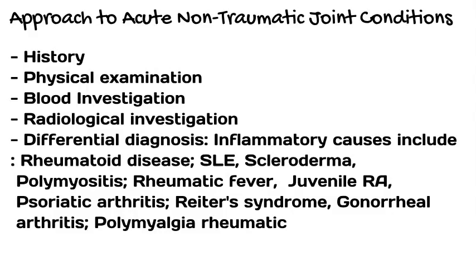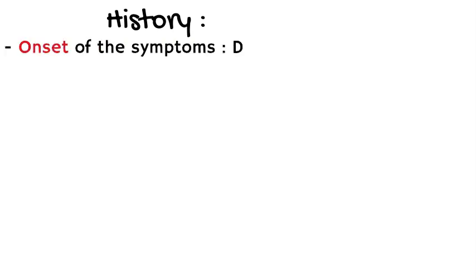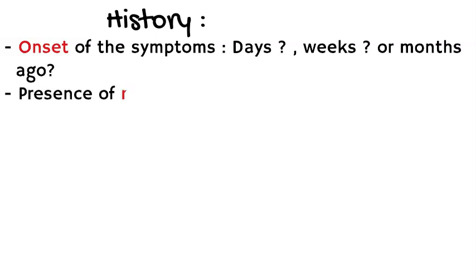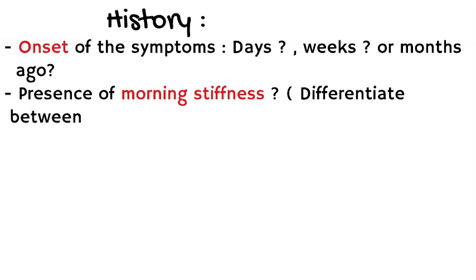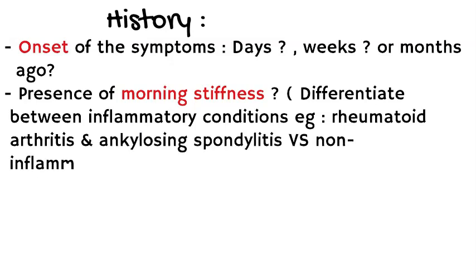Now let's get started. In history, the onset of symptoms started whether days, or weeks, or months ago. Any presence of morning stiffness? This differentiates between the inflammatory conditions, example rheumatoid arthritis and ankylosing spondylitis, versus non-inflammatory condition, example osteoarthritis.